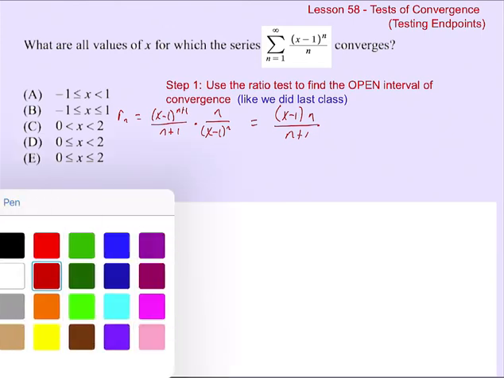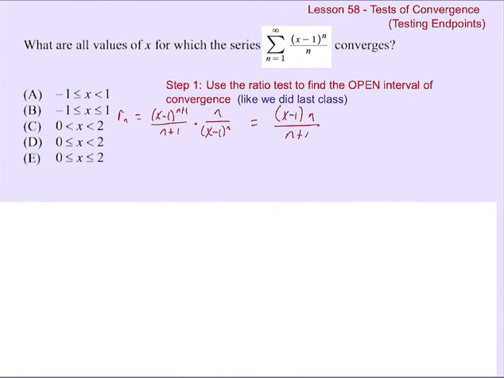And so what we do next is we take the limit of that. We call this L, by the way. The limit of that ratio, really the absolute value of that ratio, as n approaches infinity, means as we get towards the infinite term. Well, that would be the limit as n approaches infinity of x minus 1, times the limit as n approaches infinity of n over n plus 1.